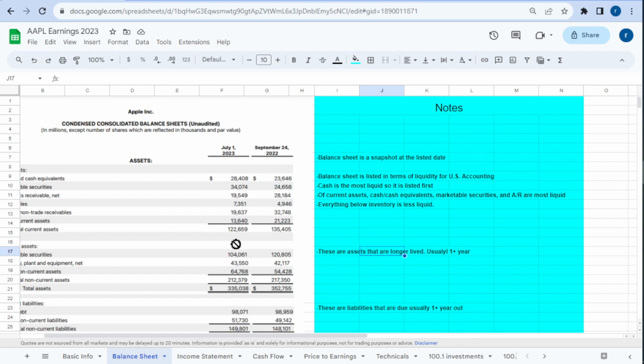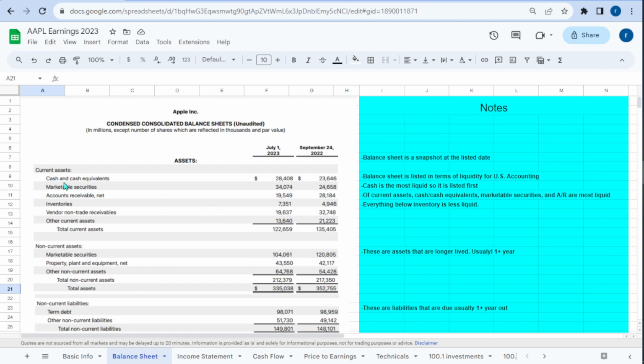Now, if I'm just looking at this right here, let me push it over to the left. When you're looking at a balance sheet, it's usually organized in terms of liquidity. That means the most liquid item is going to be at the top. So cash and cash equivalents, marketable securities, and accounts receivable. These are going to be your most liquid items. Now, once you get to inventory and everything below that, that's a little bit harder to get rid of.